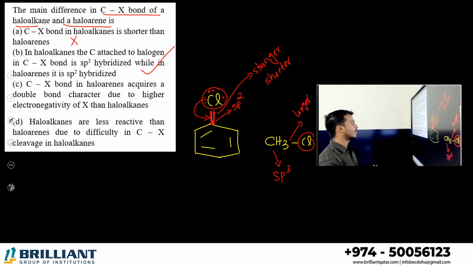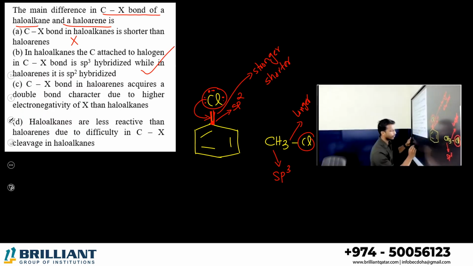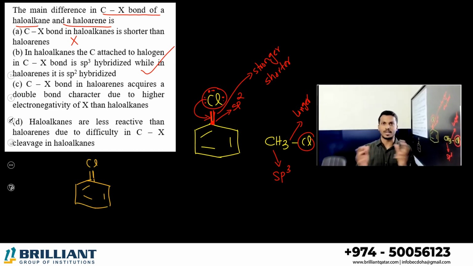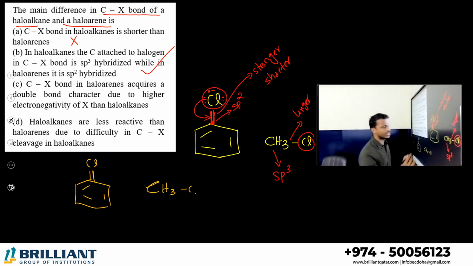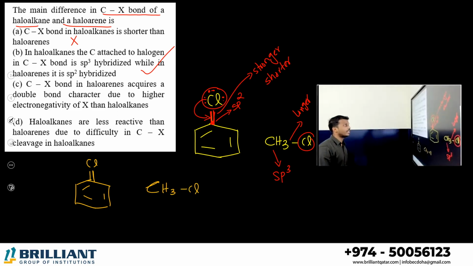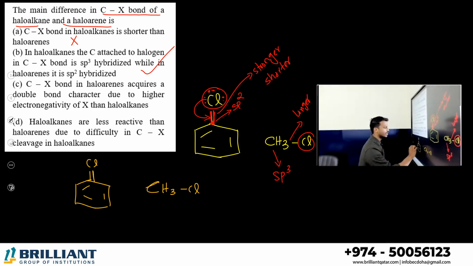Haloalkane are less reactive than haloarene due to difficulty in CX cleavage in haloalkane. You studied the point very clearly. If you consider chlorobenzene, a partial double bond can be generated due to resonance. If you consider CH3Cl, there is no resonance possible. Okay, fine.